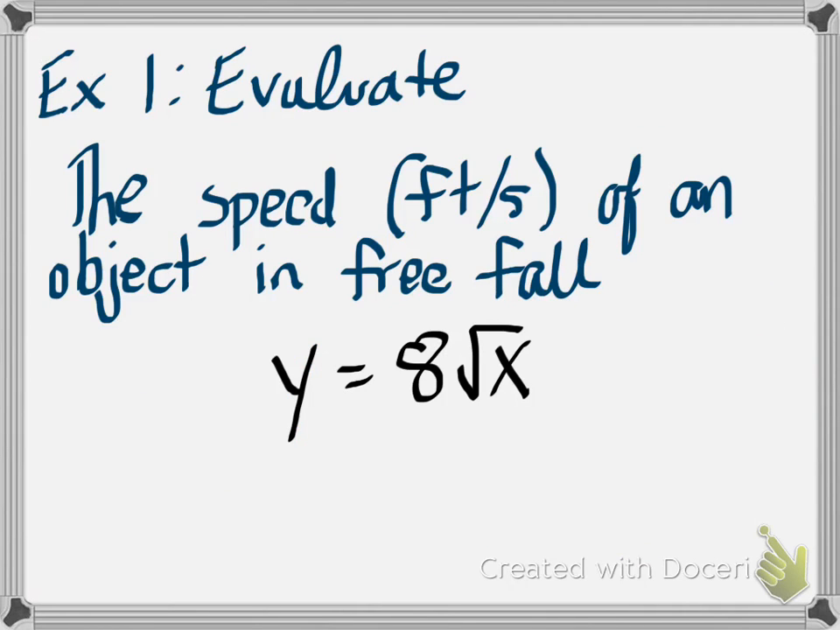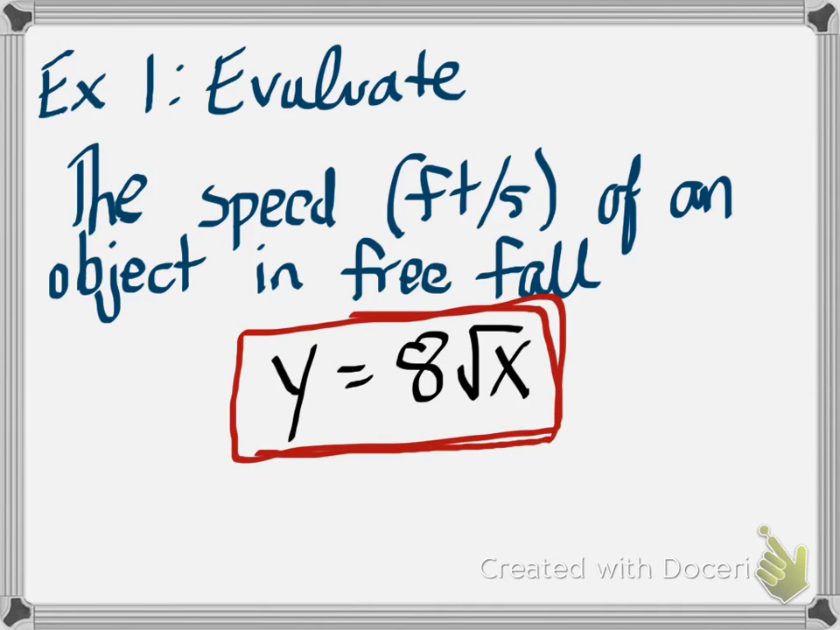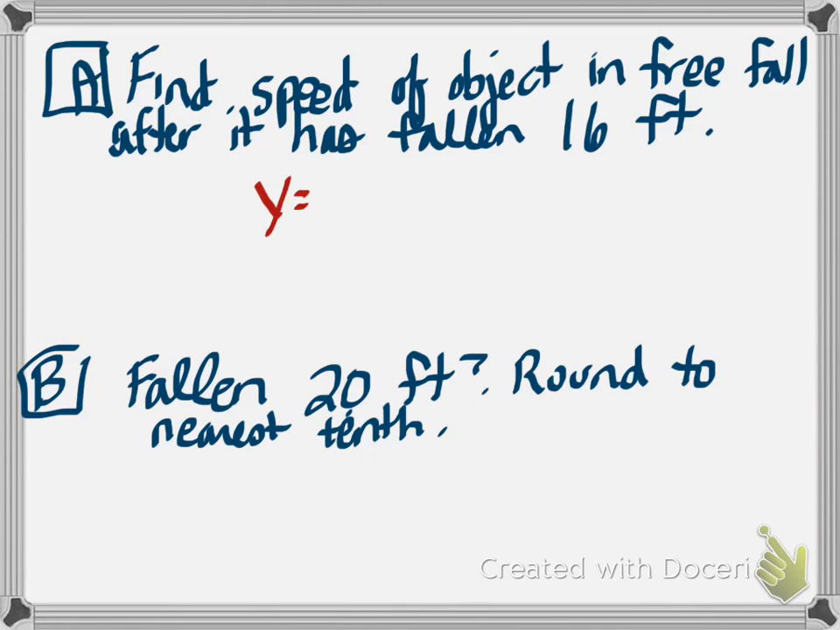In example 1, we have to evaluate, and we're given a formula to use. The speed in feet per second of an object in free fall after falling x amount of feet is y equals 8 times the square root of x. So this is the formula we're going to use for example 1. Let's read the question. Find the speed of an object in free fall after it has fallen 16 feet. So that means my x is 16. I'm going to plug that into my equation.